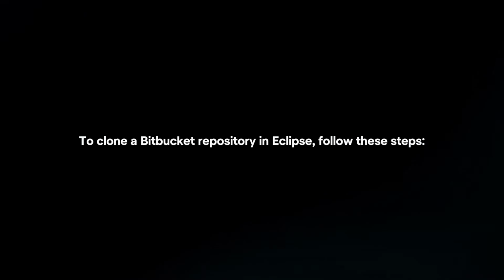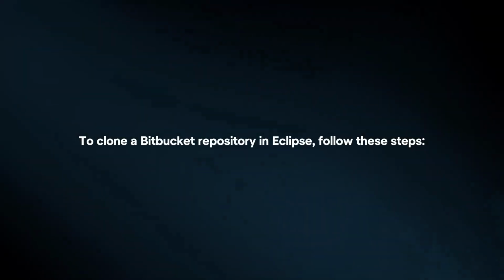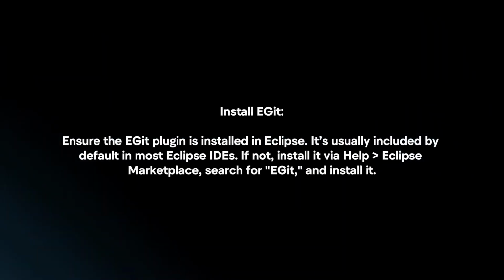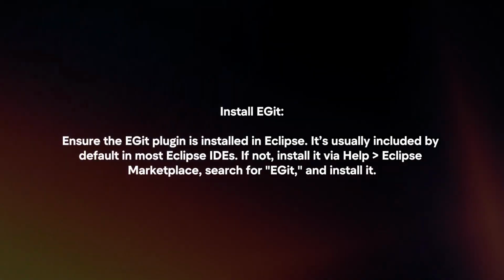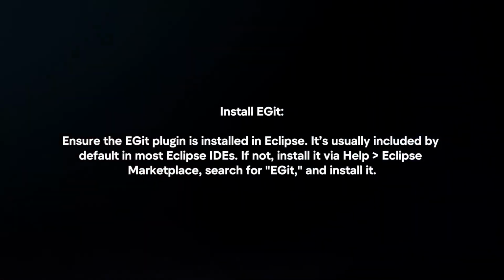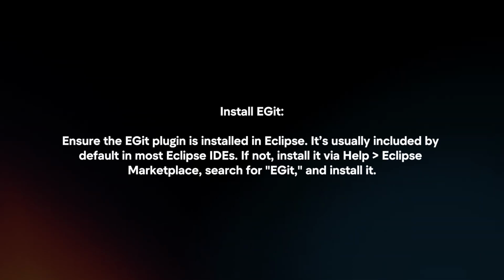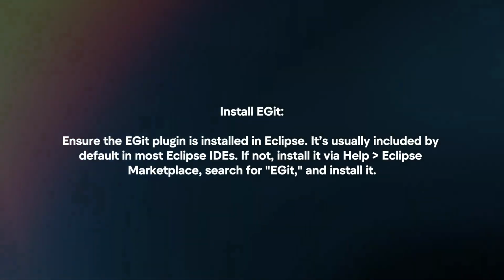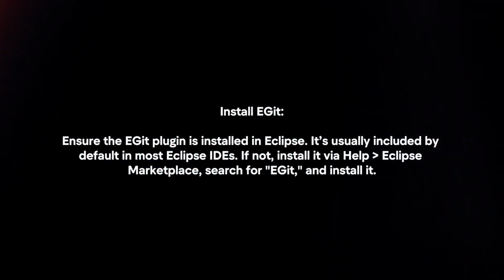To clone a Bitbucket repository in Eclipse, follow these steps. Install eGit. Ensure the eGit plugin is installed in Eclipse. It's usually included by default in most Eclipse IDEs. If not, install it via Help, Eclipse Marketplace, search for eGit and install it.